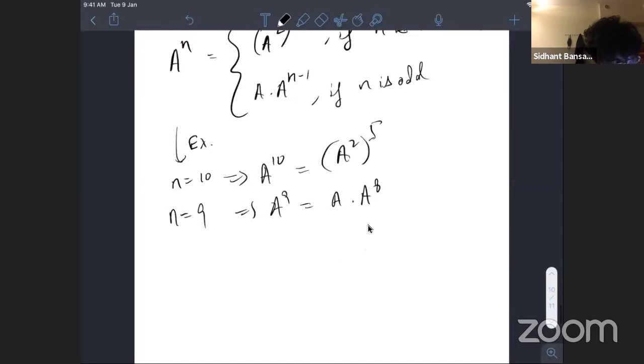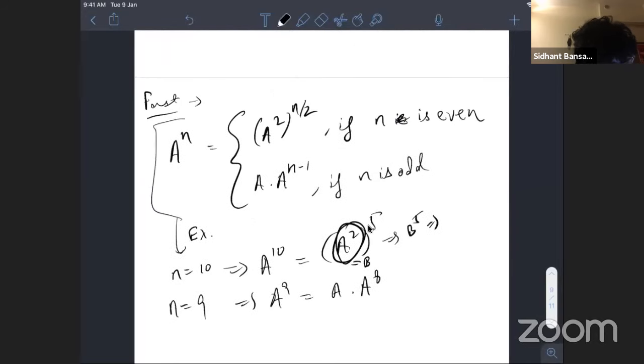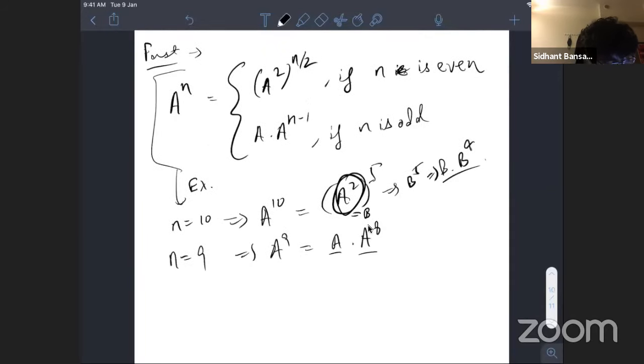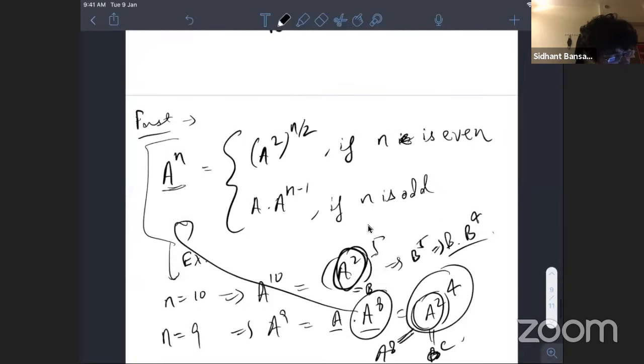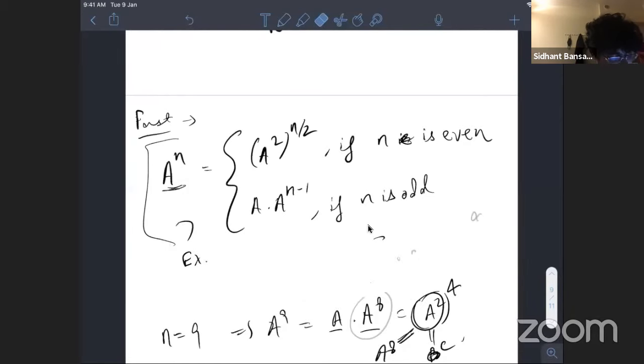Now, if you start thinking of a squared as b, then again you can say what is b to the power 5? According to this logic, b to the 5 is b times b to the 4. And similarly here, a times a to the 8. Now what is a to the 8? You can apply this logic again: a to the 8 is basically a squared, whole to the 4. And again, a squared can be written as b, or some other variable, and you can keep on doing this. So basically, a to the n, the idea is this: you can either halve the exponent.